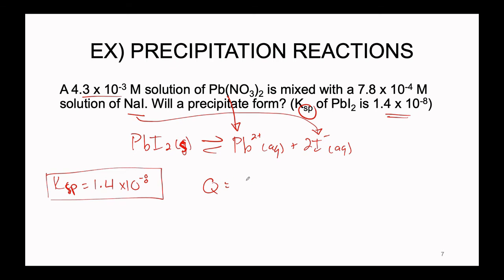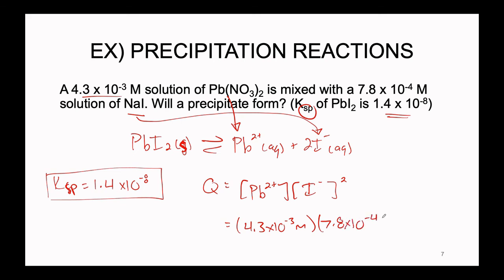So the Q is going to be equal to our concentration of lead 2+ times the concentration of our iodide squared. So we're going to take the concentration of our lead, which is given to us up above, 4.3 times 10 to the negative third molar. The concentration of our iodide is 7.8 times 10 to the negative 4 molar, and we're going to square that value.